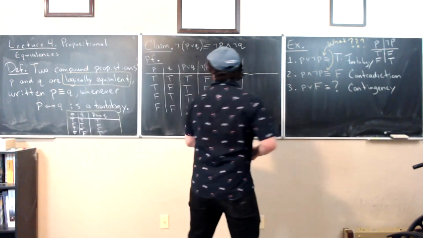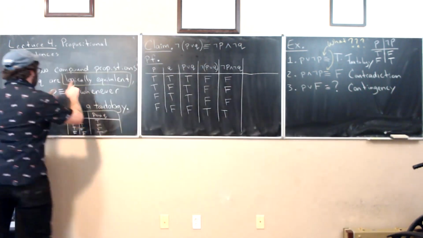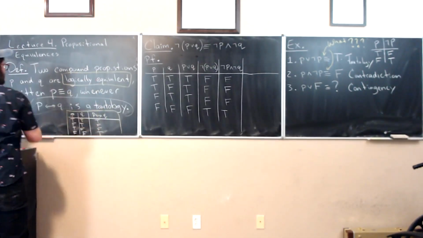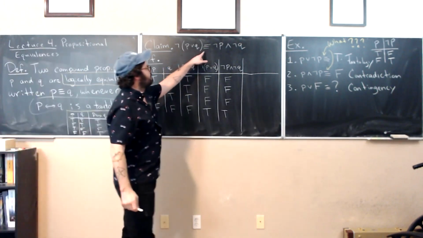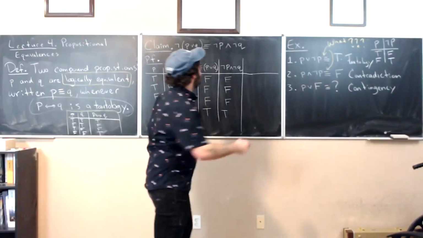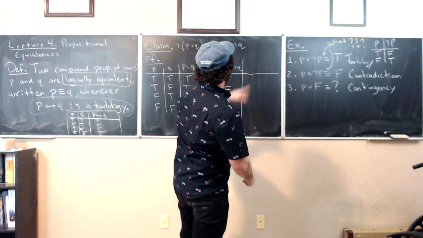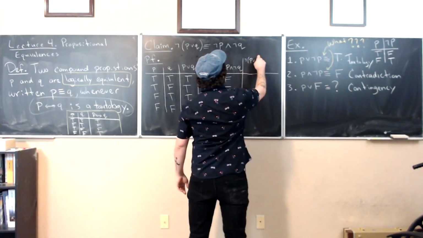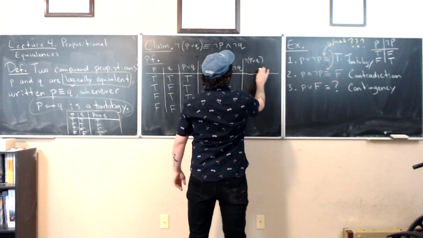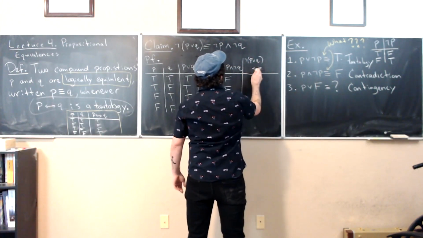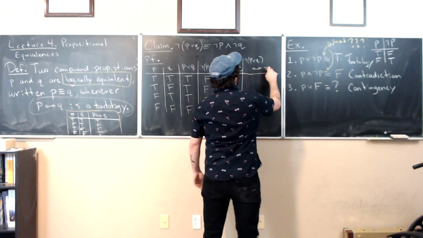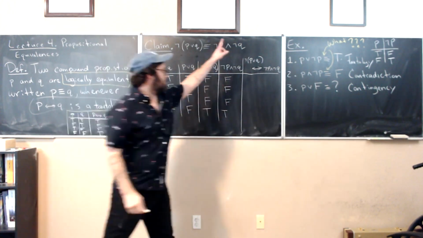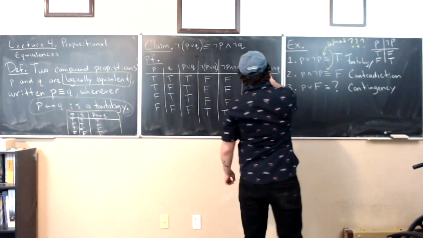So now, in order to verify logical equivalence, we have to show that this biconditional is a tautology. That, if and only if that, is a tautology. So I don't know if I can fit it right here. I'll try. So not P or Q, if and only if, not P and not Q. So we have to fill in this column here.